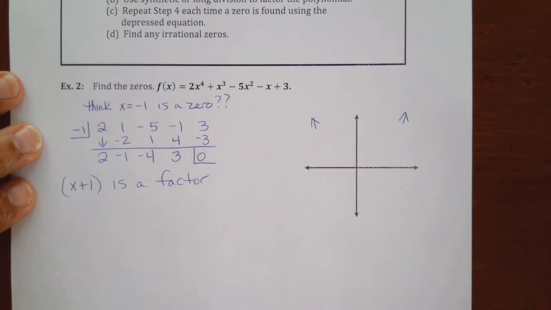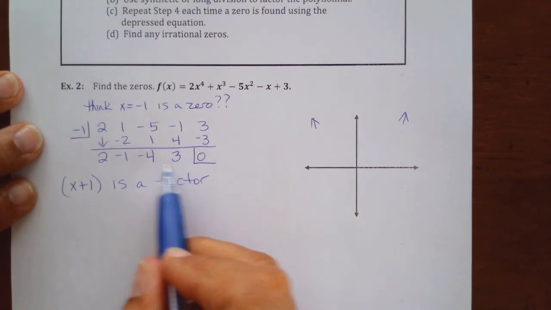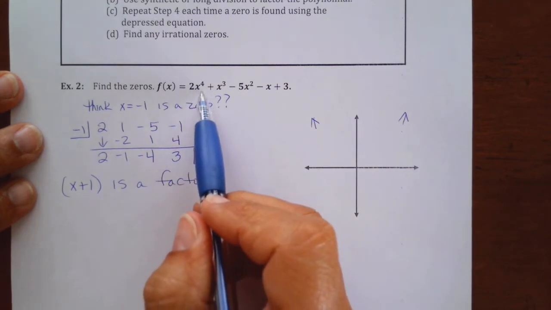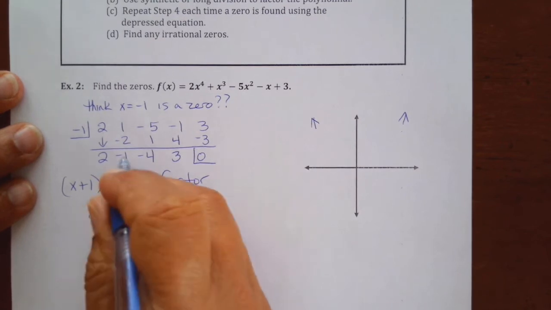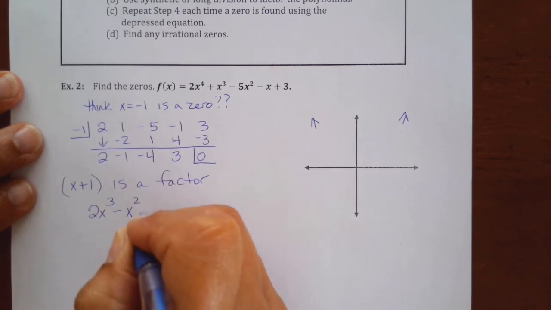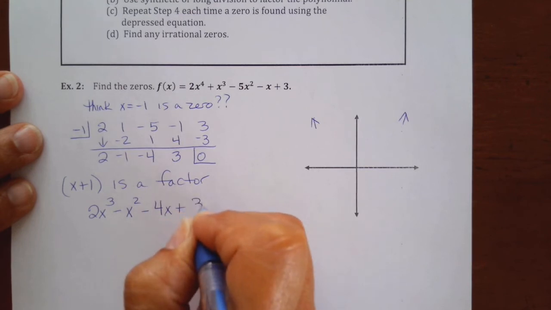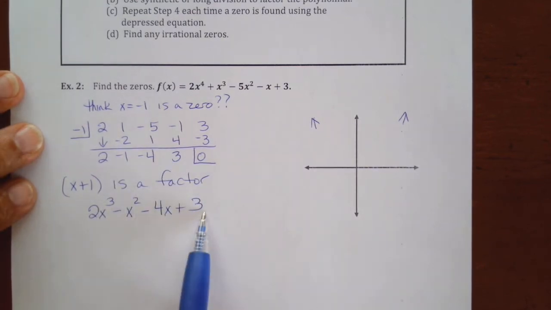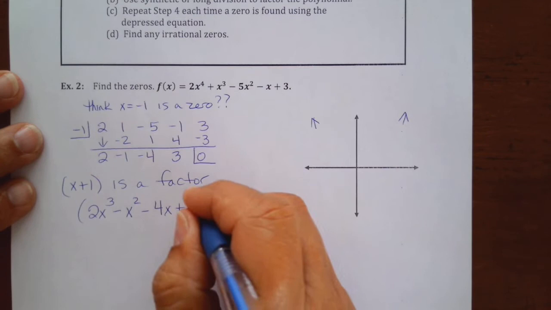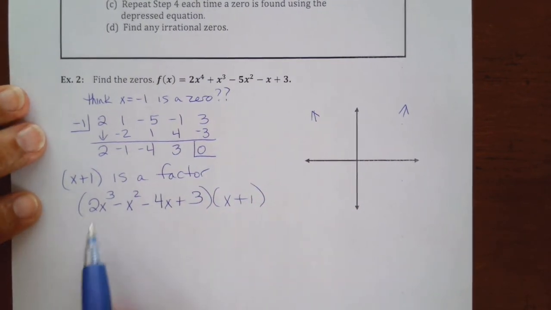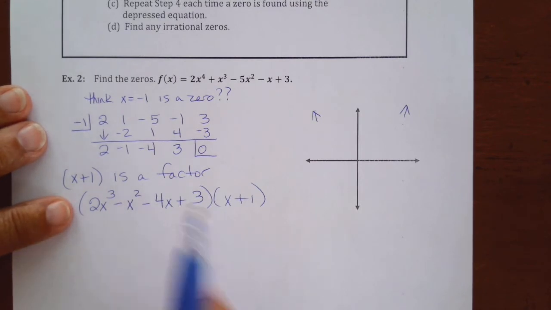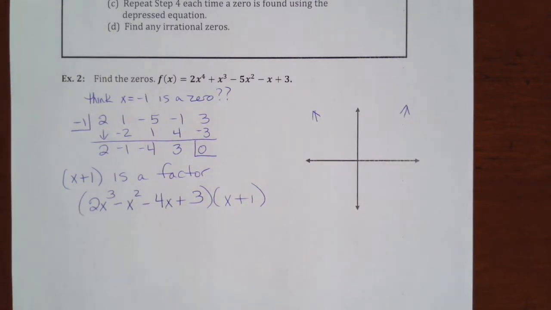All right. So now I've got this polynomial left over. This was x to the fourth. Now this will be x to the third, right? So 2x cubed minus x squared minus 4x plus 3. Right? Those are the coefficients of the remainder. All right, so I know now that is true. Okay, so now I have this polynomial, and I need to figure out if I have another root on there.